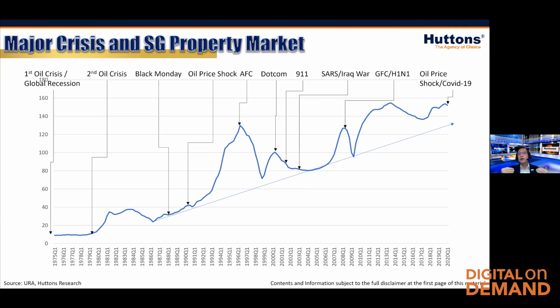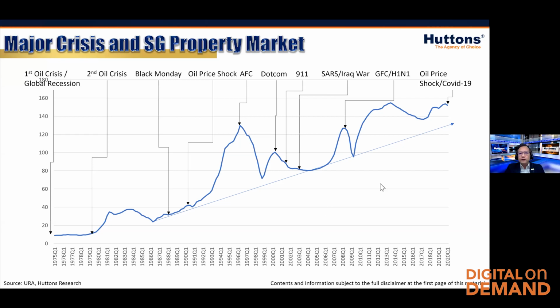So this is something that we want to share with you. If you have an overall bird's eye view of our whole entire property market, you can see that as long as you invest in Singapore property over a period of time, you will make money. So this is not just what I say. You can see it from the chart, and later on, I will tell you there is a reputable person in Singapore that also says the same thing as I do.